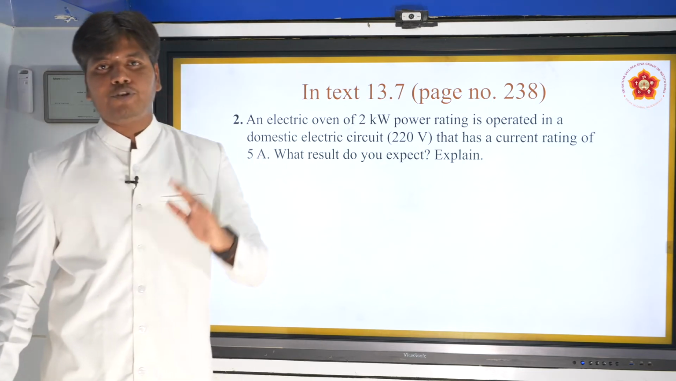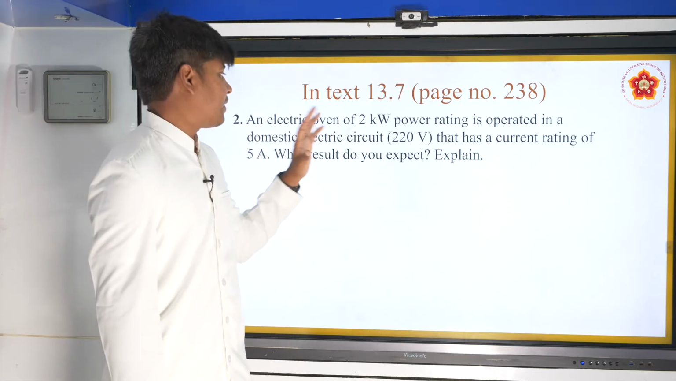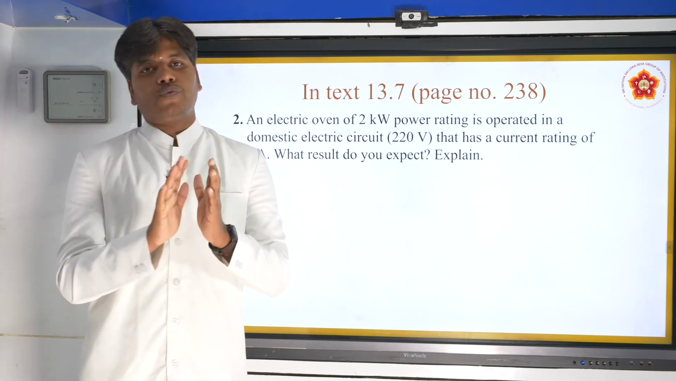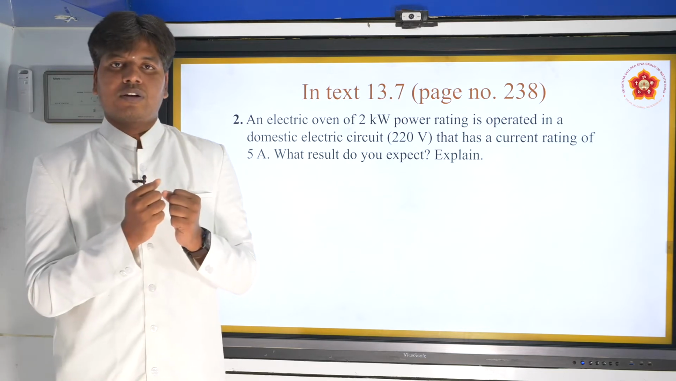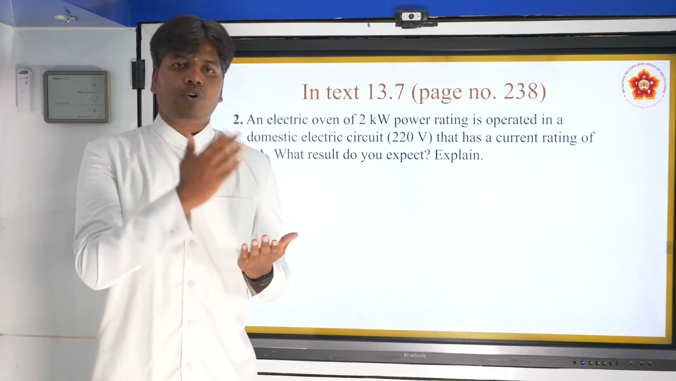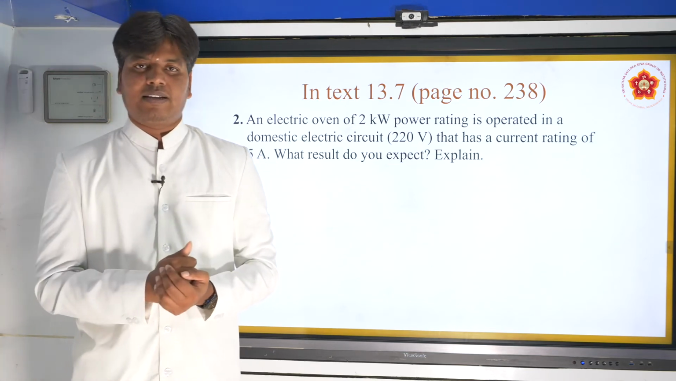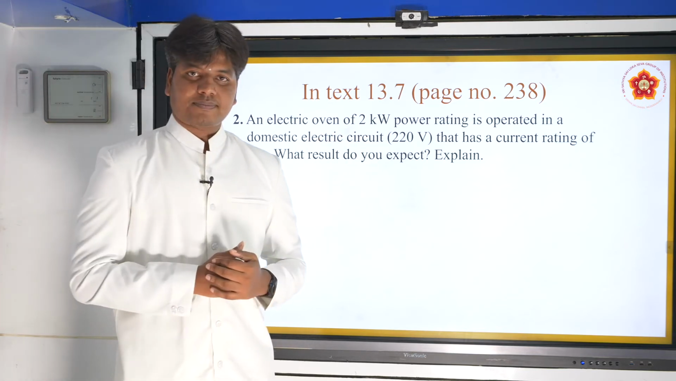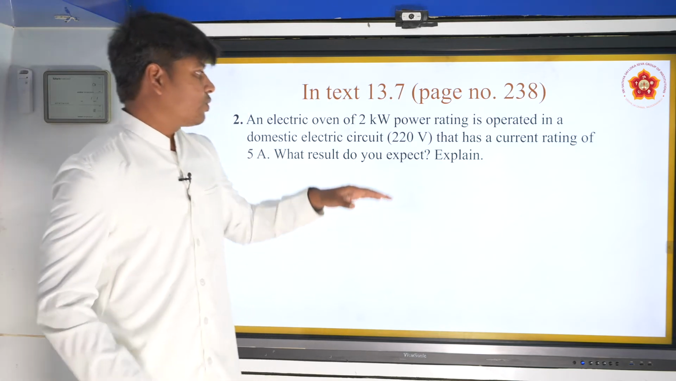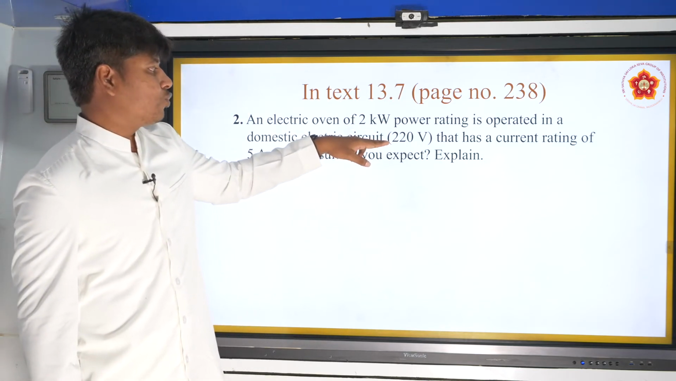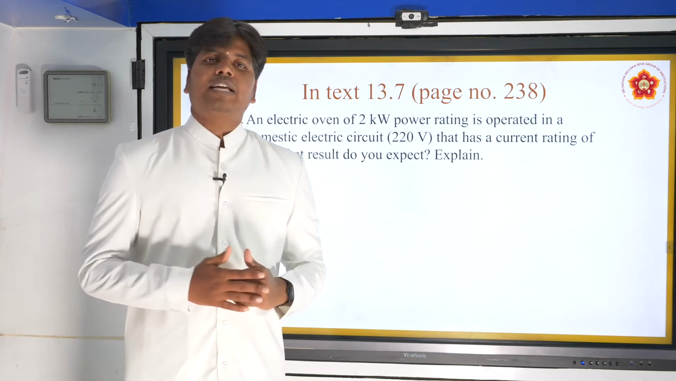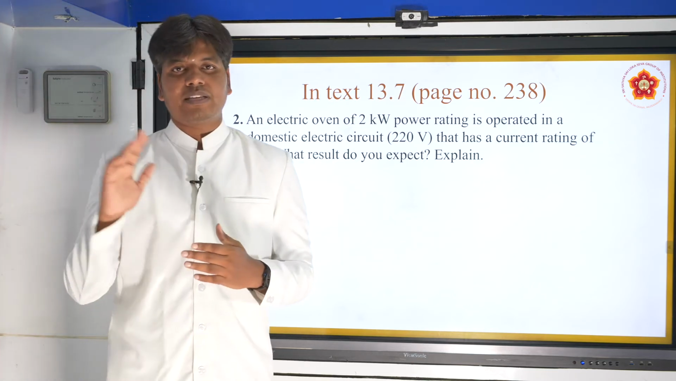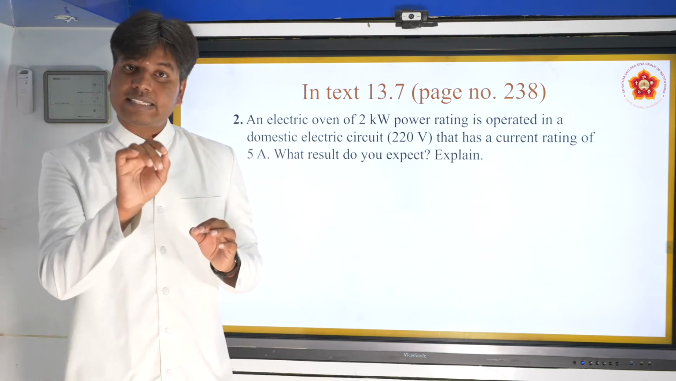So what result do you expect? Explain. Before answering this question, just look at the appliance. It is an electrical oven and we are supplying 220 volts. So what will be the current it needs to draw? Power is equal to voltage times current, so current will be the power divided by the voltage. Right? That much current we need. So 2000 divided by 220 comes to near 9 amperes. Right? 9 point something. And it needs 9 amperes now.